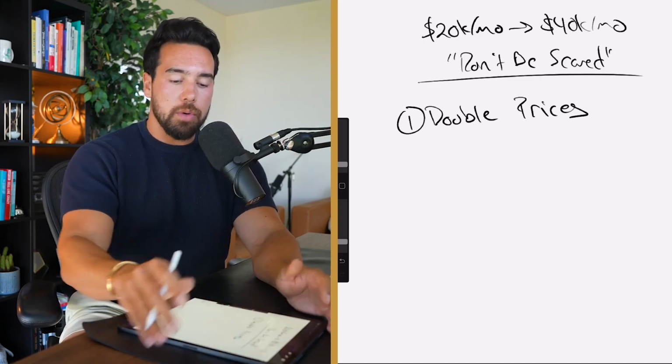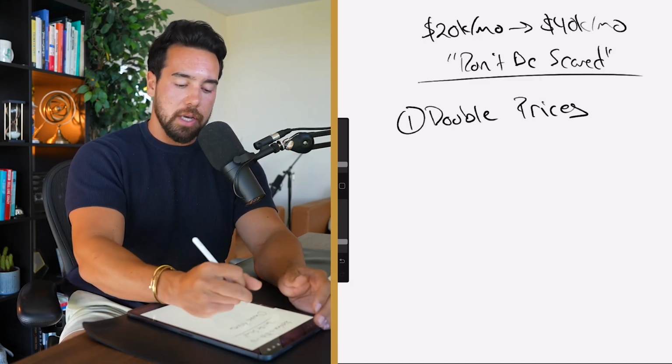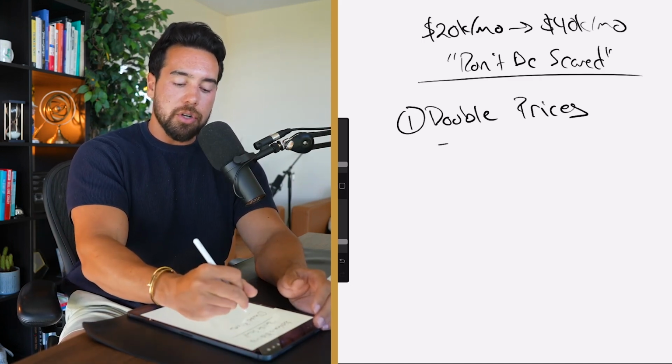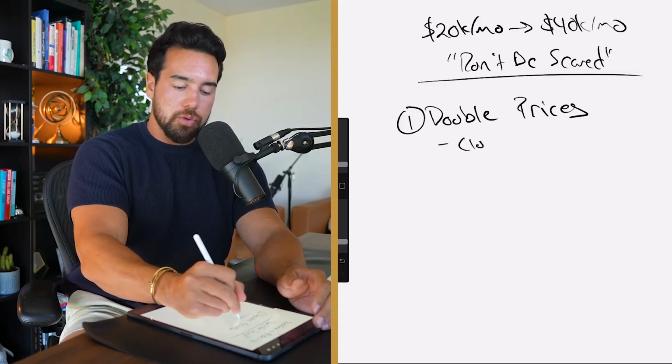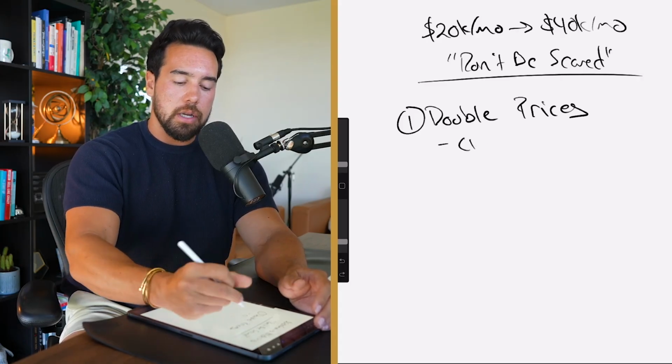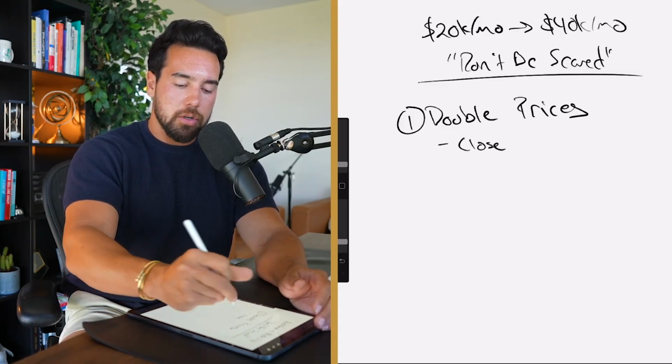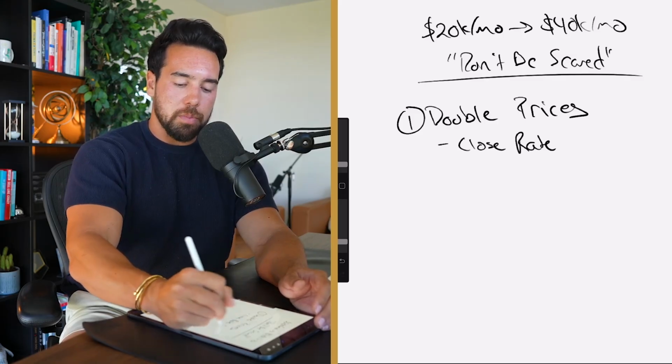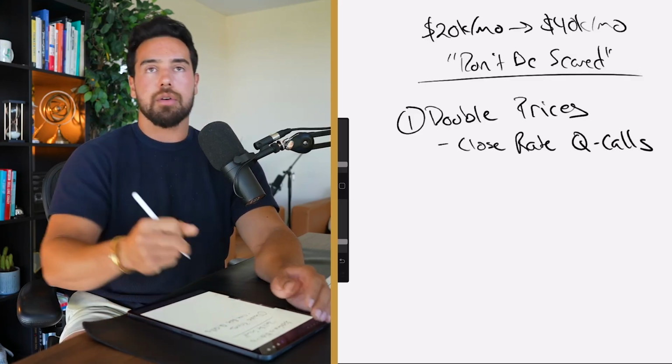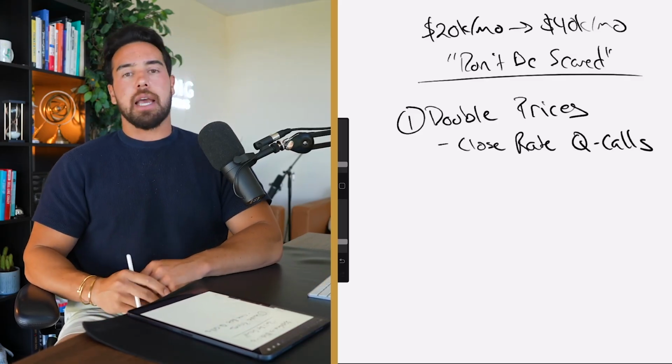How do we identify what we should increase the price point to, and how do we actually do that? So it's really a 3-step process. The first thing you want to do is figure out your close rates for qualified calls. Now, I say for qualified calls because what a lot of people will do is they'll say, okay, my close rate right now is 10%.